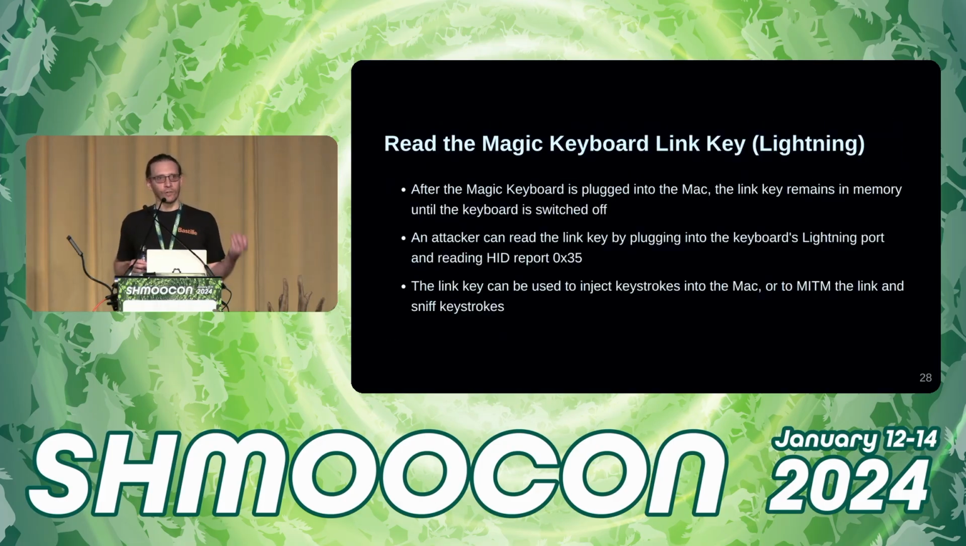And so this gives us our first vulnerability, which is the ability to read the link key for the magic keyboard over the Lightning port. So the way this works, you plug the Mac into the magic keyboard, unplug the magic keyboard, then as long as that keyboard remains powered on, an attacker can come by and plug into the Lightning port and get the link key. Then once you have that link key, you can use that to impersonate the keyboard and inject keystrokes into the Mac, or as one half of a machine in the middle attack.